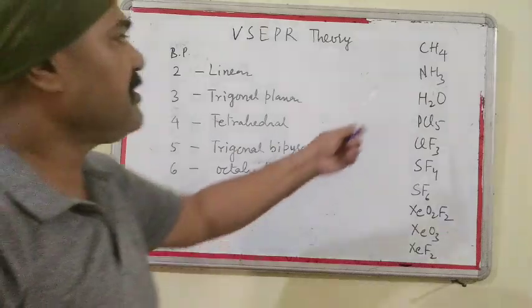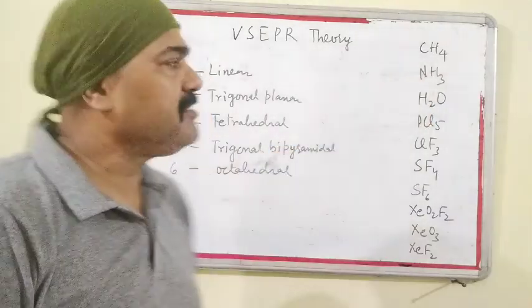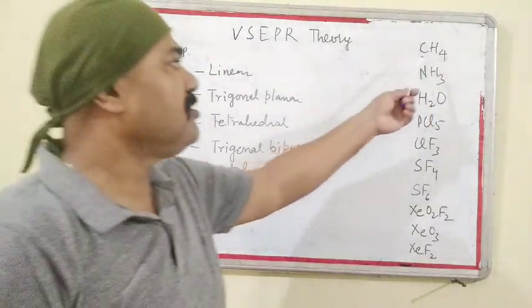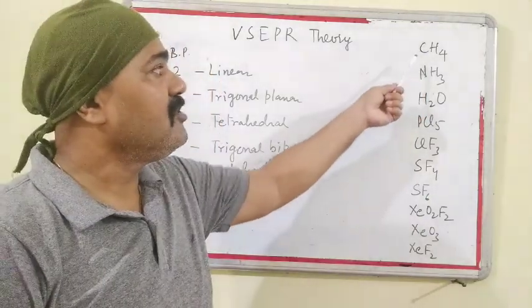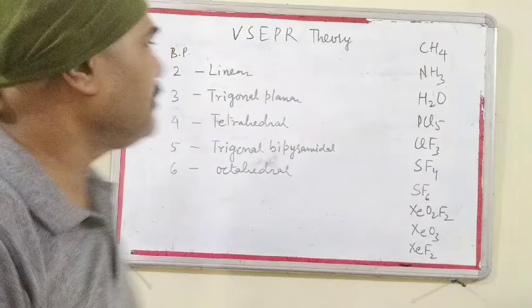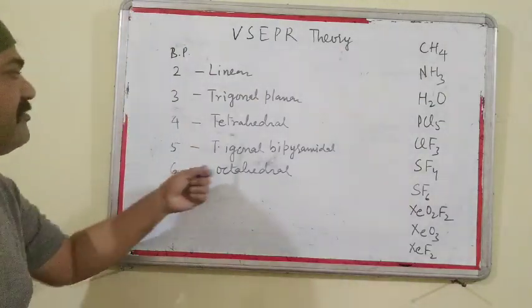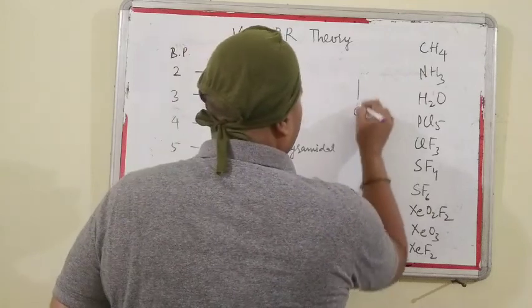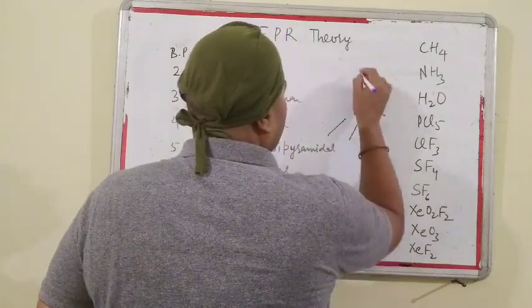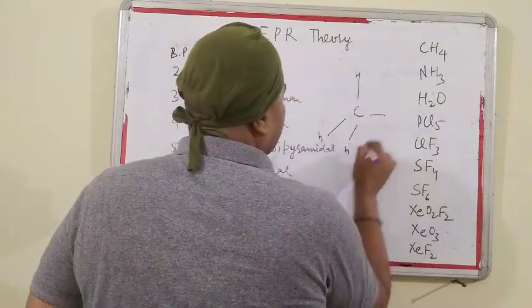Now, first of all, we consider the simplest one, that is CH4. In the outermost orbit of carbon, the number of electrons is 4, so it forms 4 bond pairs, and if the bond pairs are 4, then the shape will be tetrahedral.